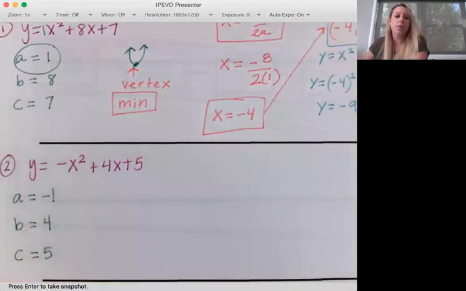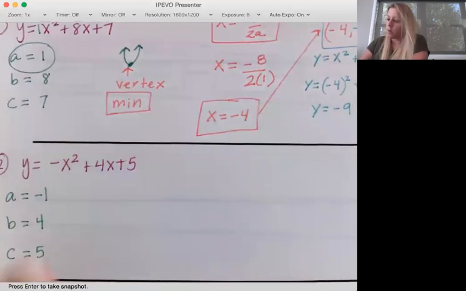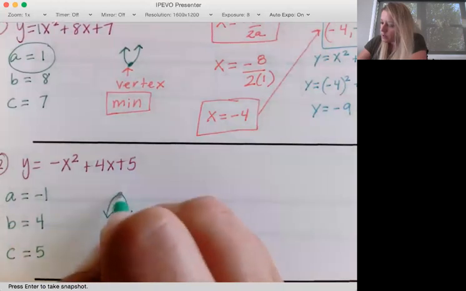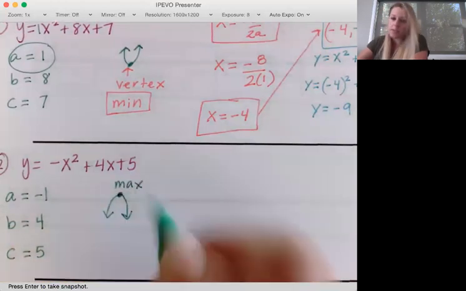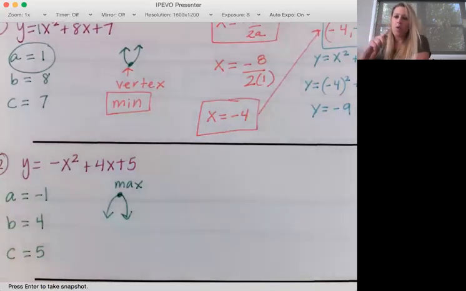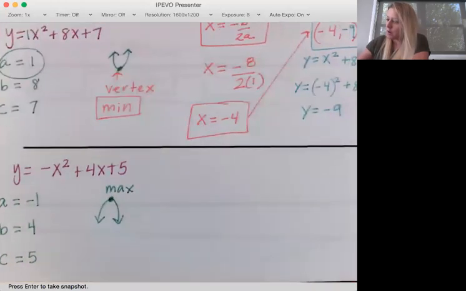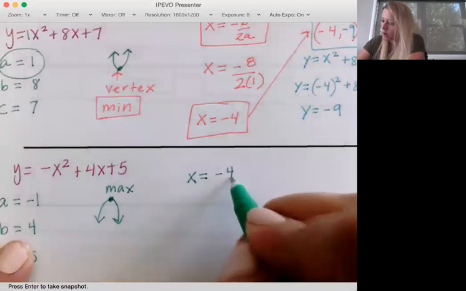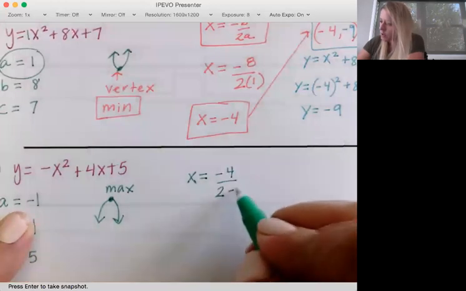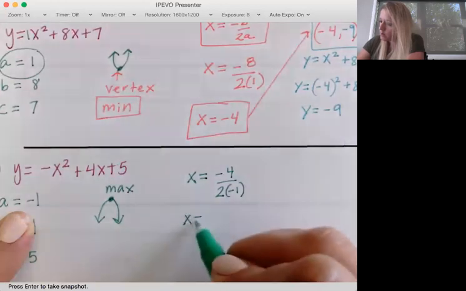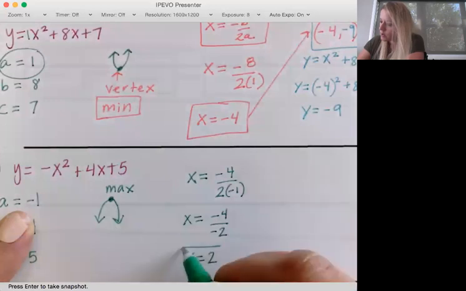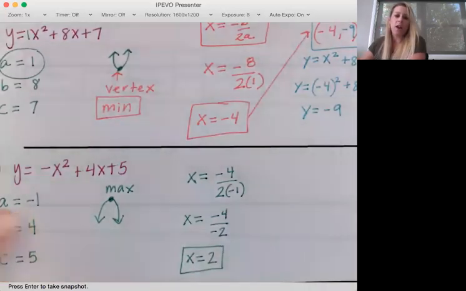And I'm going to go a little bit faster on this one. My a value is -1, which means it's pointing down. My vertex must be my max, because I'm on the highest point of the hill, or I threw the ball and it's at the highest point in the air. That's the maximum point. My axis of symmetry, x equals the opposite of b over 2 times a, so -4 over 2 times -1, which is -4 over -2, so x equals 2. My dotted line is going to be on x equals 2.